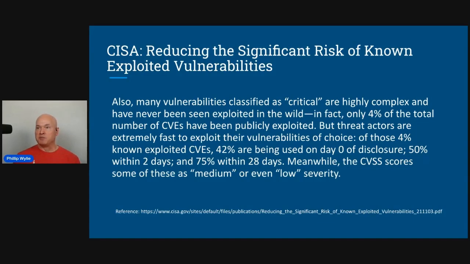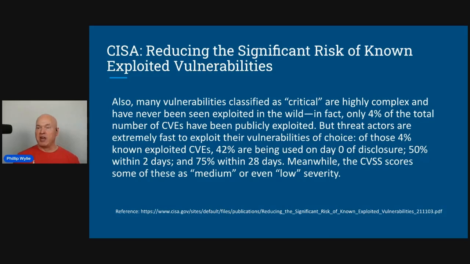This quote I like from CISA: many vulnerabilities classified as critical are highly complex and have never been seen exploited in the wild. In fact, only 4% of the total number of CVEs have been publicly exploited, but threat actors are extremely fast to exploit their vulnerability of choice. Of those 4% known CVEs, 42% were used on a 0-day disclosure, 50% within 2 days, and 75% within 28 days. Meanwhile, the CVSS scores of some of these are medium, even low severity.